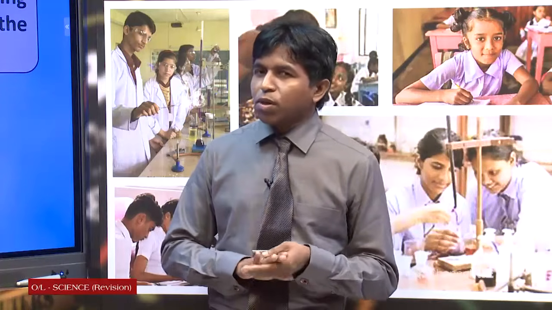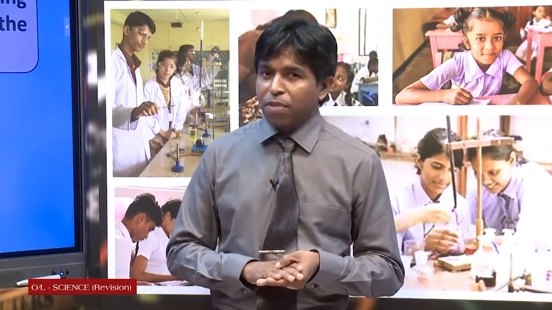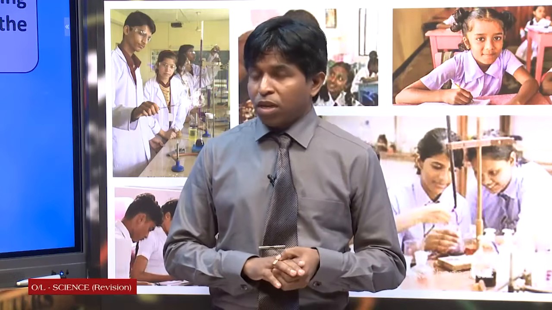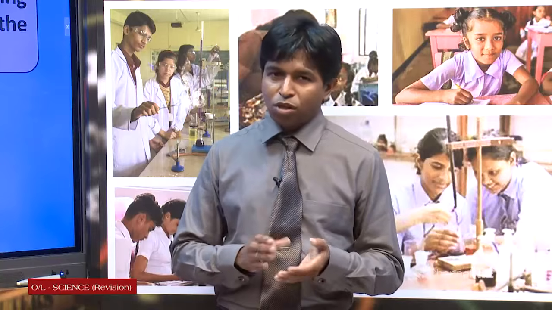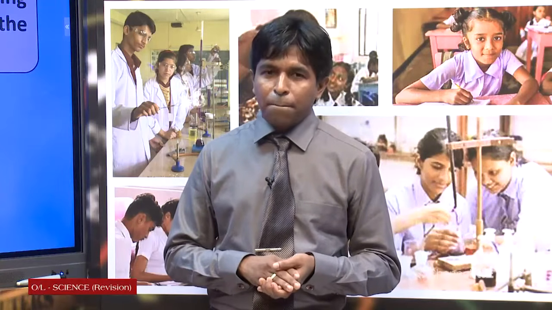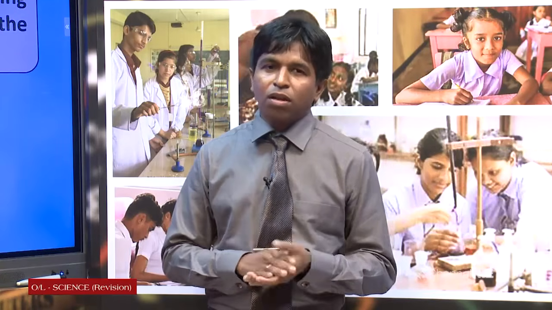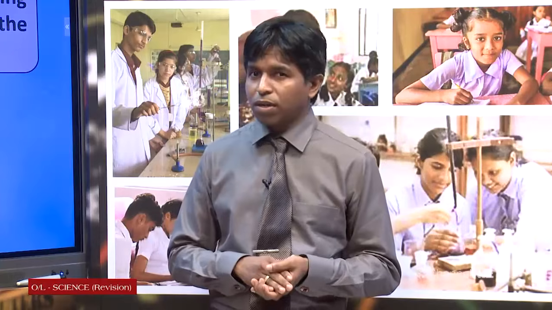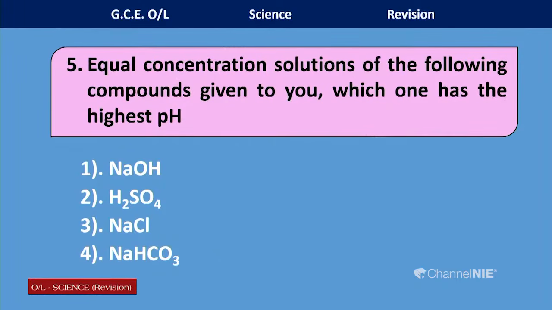Not only these solutions, you should also know acidic, basic, neutral and amphoteric oxides. If an acidic oxide dissolves, the solution becomes acidic. If a basic oxide dissolves, the solution becomes basic. If a neutral one dissolves, the solution becomes neutral. For example, sodium chloride is a neutral salt. So the answer for this question, the highest pH, will be sodium hydroxide, NaOH.